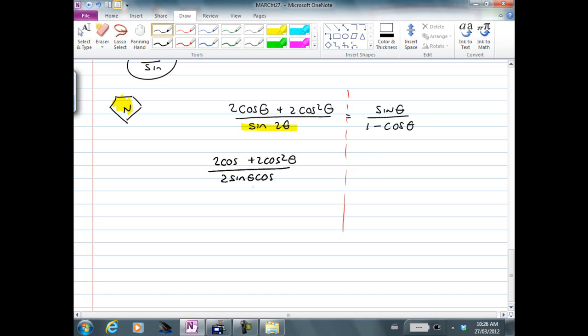Now I look at this, and a lot of you are stuck. If you look at the top part, there's one thing you can do. Factor. When in doubt, factor it out. And if you need help with that, call a friend. Call me, come after school. I can factor out 2 cos. That becomes 1 plus cos over 2 sine cos. And look at this. Cancel. And you're left with 1 plus cos over sine.